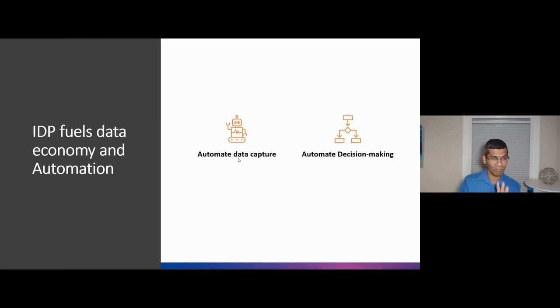Today, two things. IDP fundamentally fuels the data economy and automation. Why? As I said initially, automating data capture or automating decision making both need data. And where do you get the data? The data is stuck in documents and web pages. Now, what happens if you bring the data out? You're literally fueling the data economy, because this whole world is all about data. You bring in more data, you can build more insights, more automation, right? It's all connected together. That's why IDP is so important.